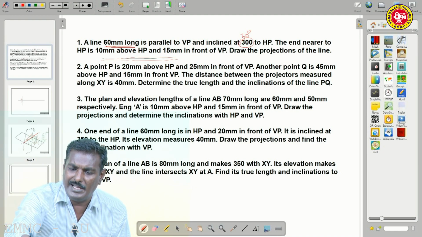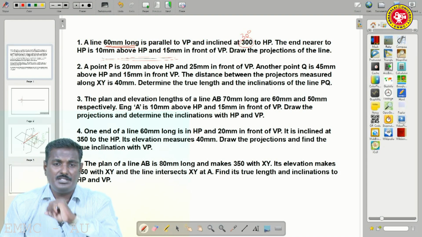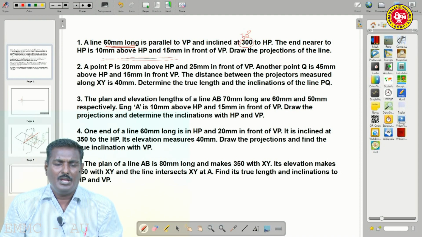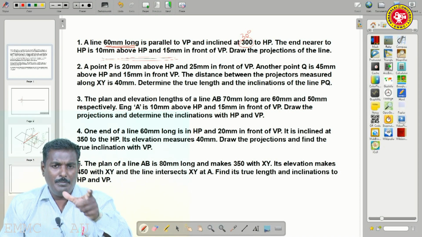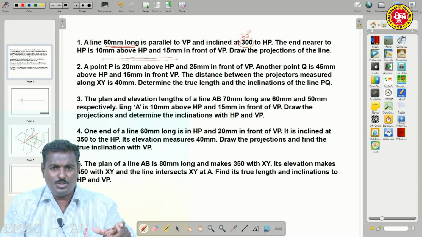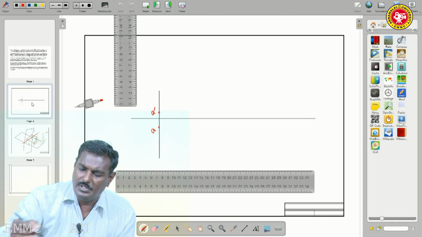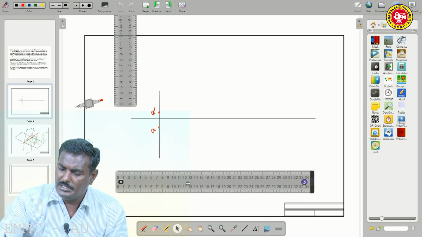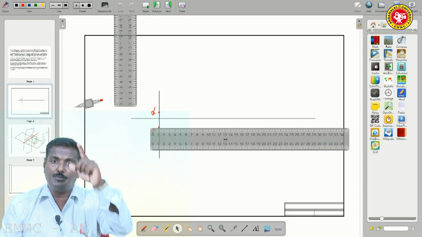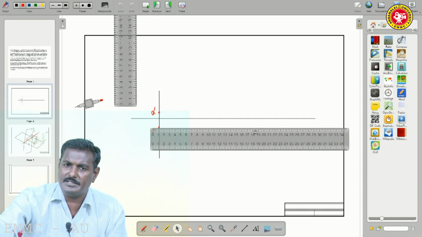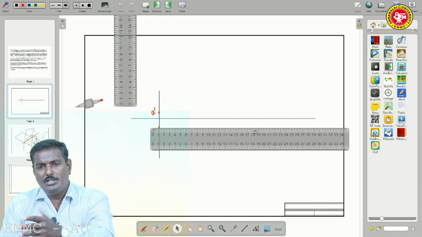So, 60 mm long, the length is given, capital A and capital B. It is parallel to VP, which means the distance is not varying. If you look from the front, no problem, but if you look from the top, parallel to VP means both endpoints' distance is not varying from one to another. So, we have to draw a line parallel to the reference line. That is the concept.